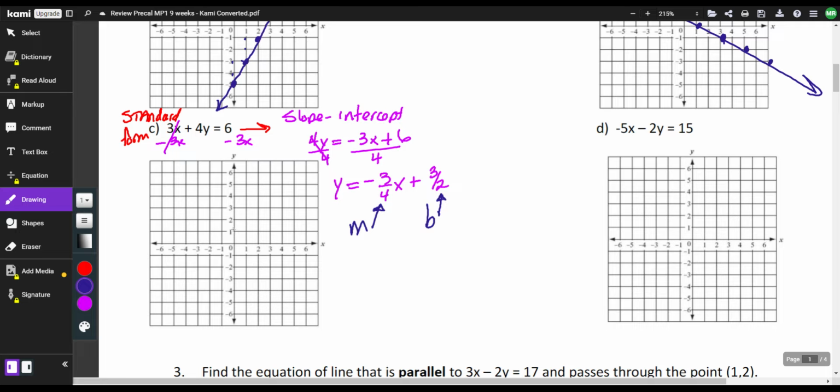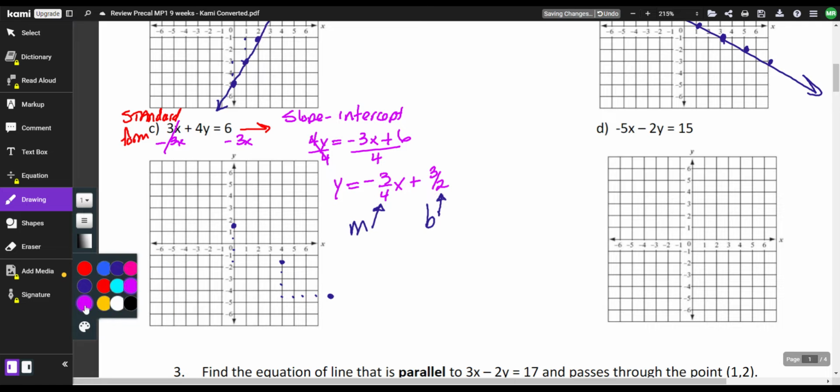So we're going to go to 1.5. And then we're going to have a negative slope, so we know it's going to be going this direction. We just have to figure out where the points are. And it's negative 3 over 4, so we're going to go down 3: 1, 2, 3. And then to the right 4: 1, 2, 3, 4. Down 3: 1, 2, 3. And to the right 4: 1, 2, 3, 4.